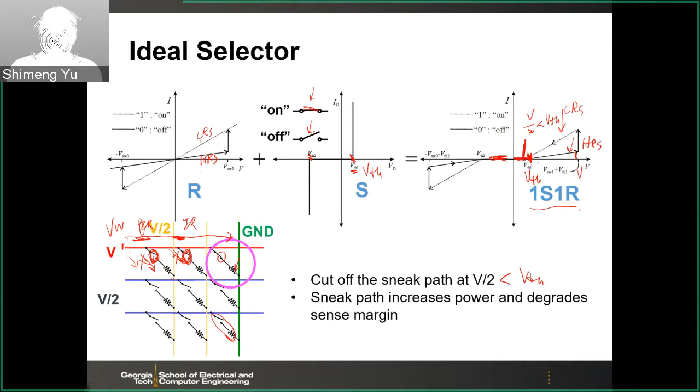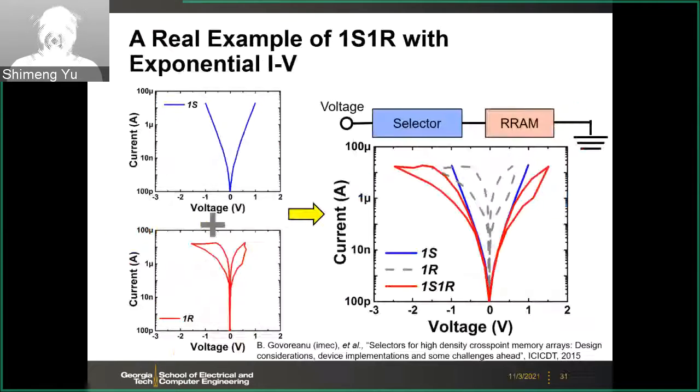So this is the ideal selector, and in reality, we don't have a perfect switch that you turn on and off at this voltage. So here are some examples of real 1S1R devices. One way to introduce a selector is to rely on tunneling current. If you have the tunneling mechanism, the current will depend exponentially on the voltage. So this can be like a bidirectional diode.